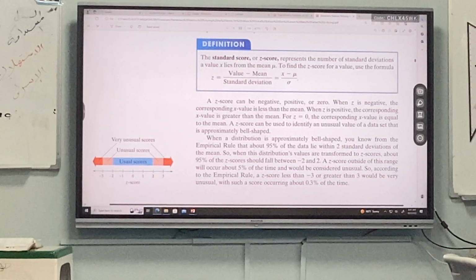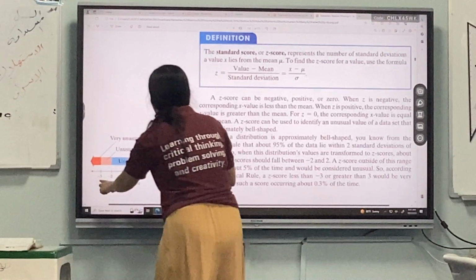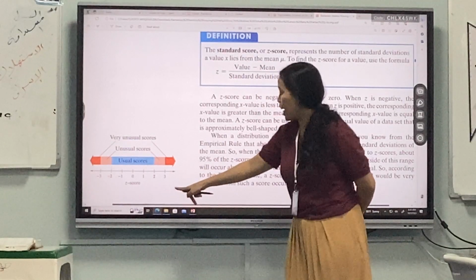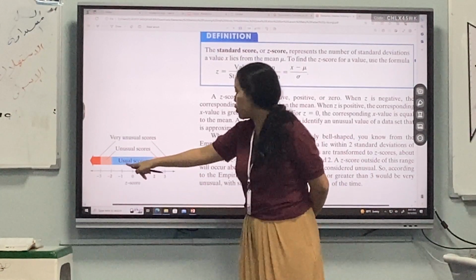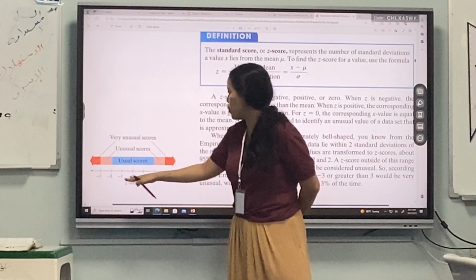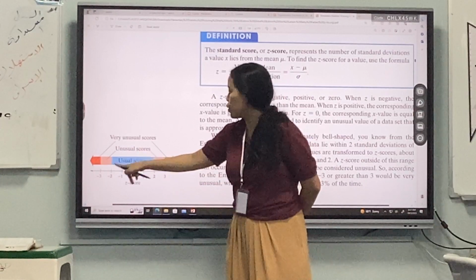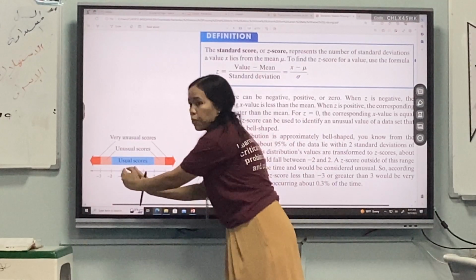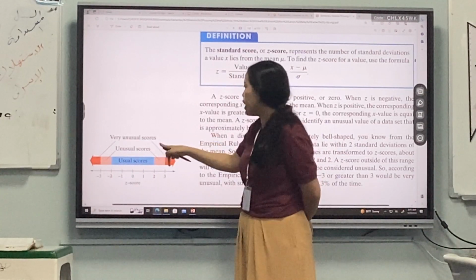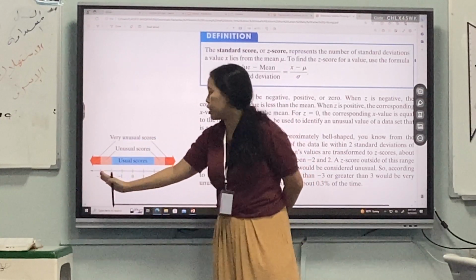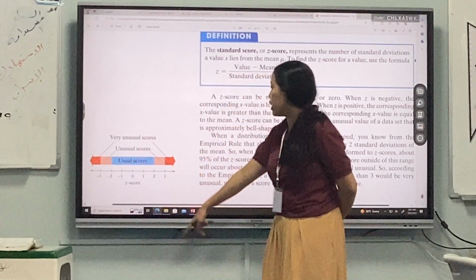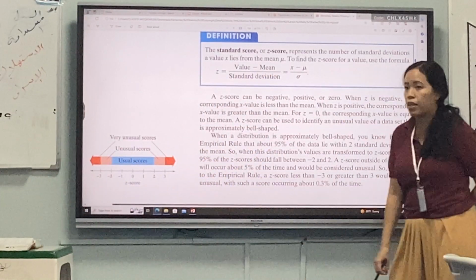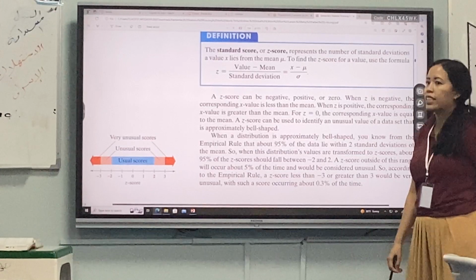Look at this. This is the usual score, from -2 to +2. This is an unusual score. And this is a very unusual score, beyond -3 and +3. So it's just how far away a value is from the mean. Yes, that's correct.